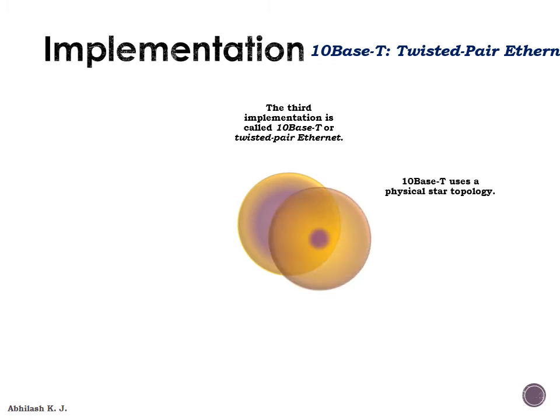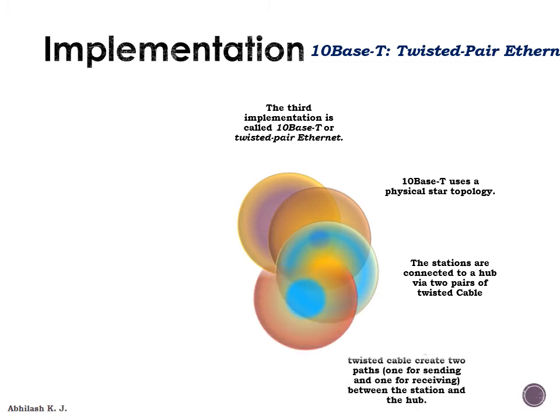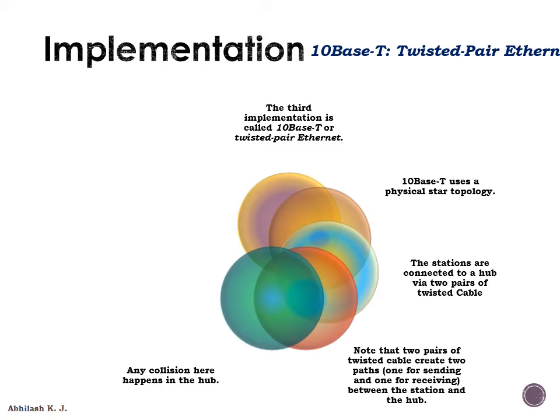It uses a physical star topology. Now it is different from the earlier two implementations which we have considered, which used bus topology. This is implemented by making use of star topology. So all the stations are connected to the hub by making use of two pairs of twisted pair cables. Two pairs of twisted cable create two different paths, one for sending and one for receiving, between the station and the hub. So now any collision will happen at the hub, not at the coaxial cable in this scenario.